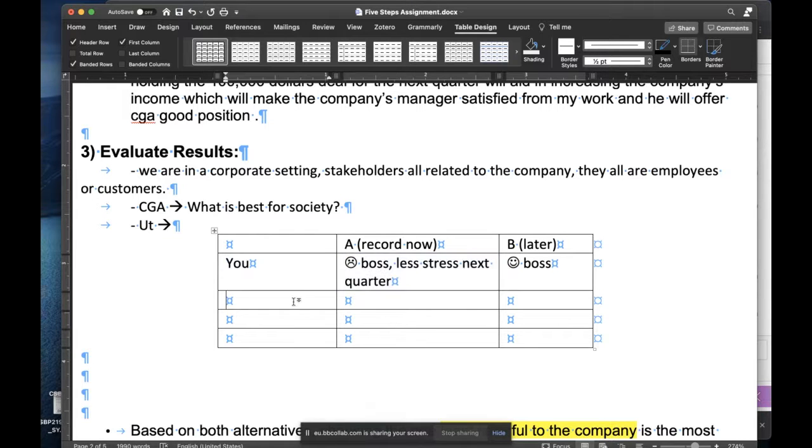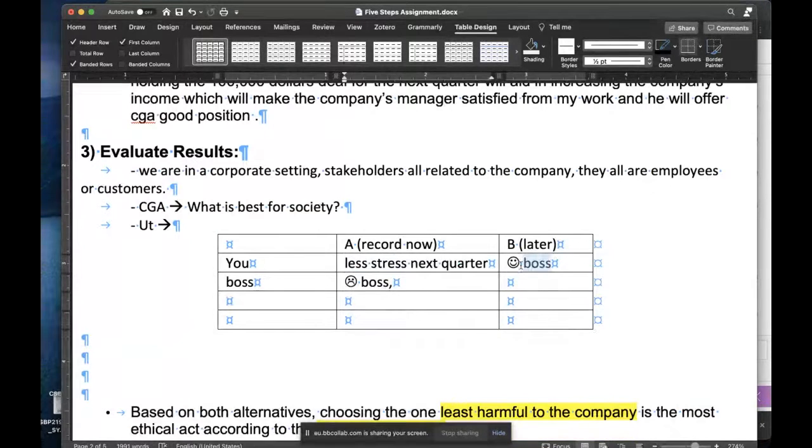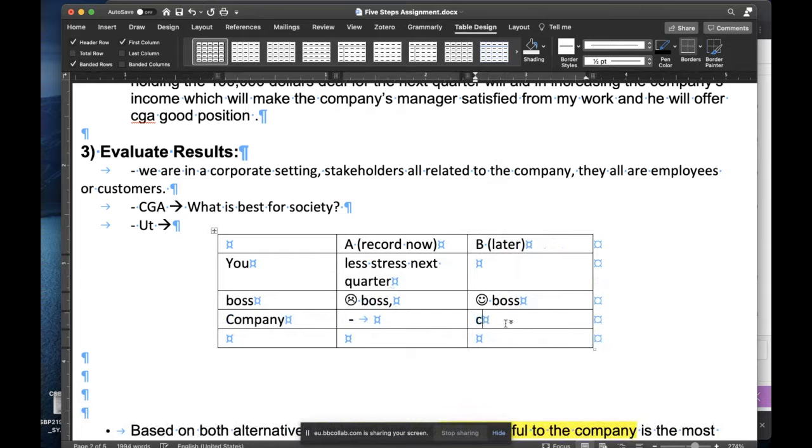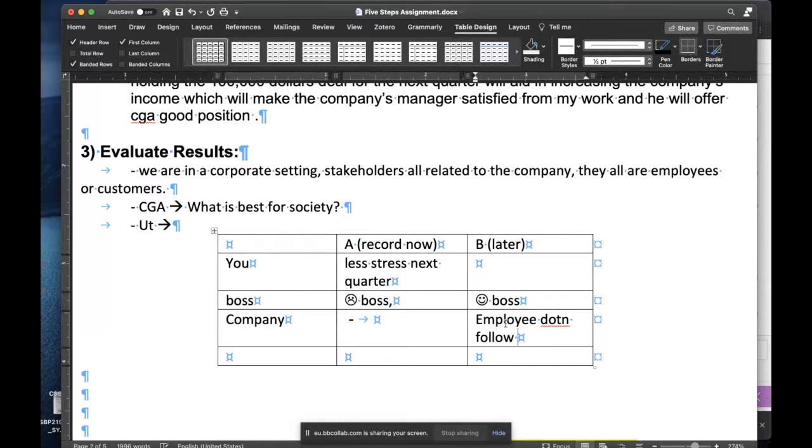Okay, so let's move the boss things to the boss. So the boss will be happier here, and the boss will be angry with you. So this might have some consequences for your job. Record now, nothing happens. But record later, what does it mean? The company will... employees don't follow rules, right?